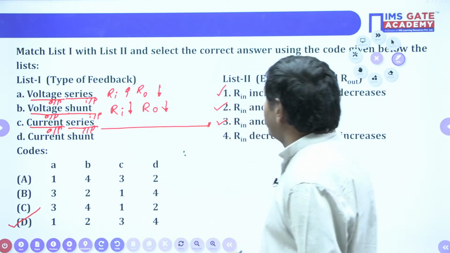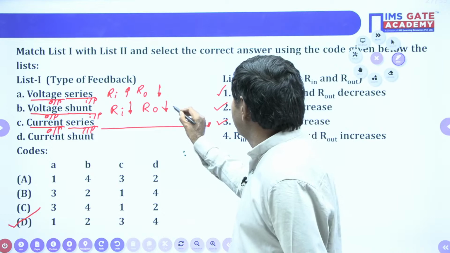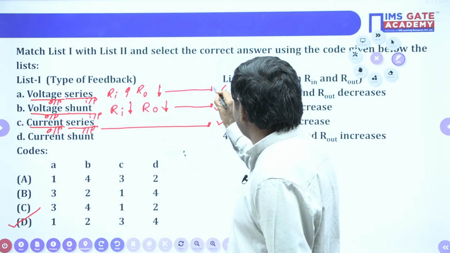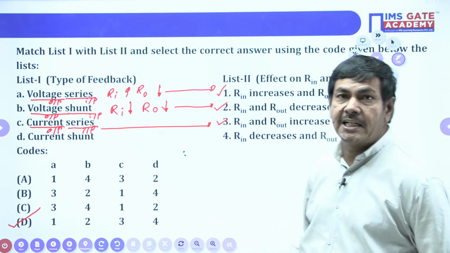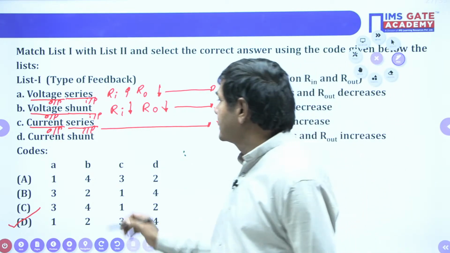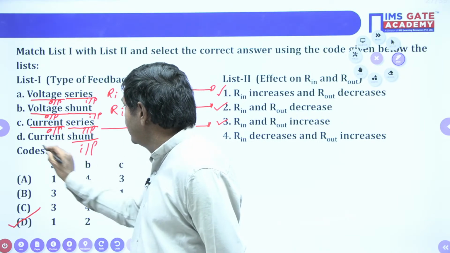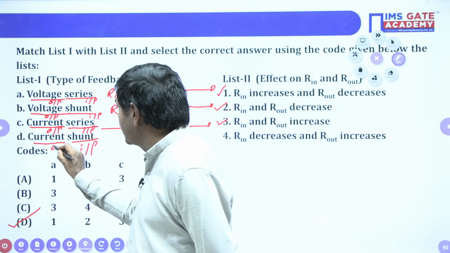Understand now. If this is taken, this is correct only now. And if voltage series is taken, this is correct only now. And the last one you check, current shunt. Current shunt is given. Shunt indicates the input circuit, and current indicates the output circuit only now.